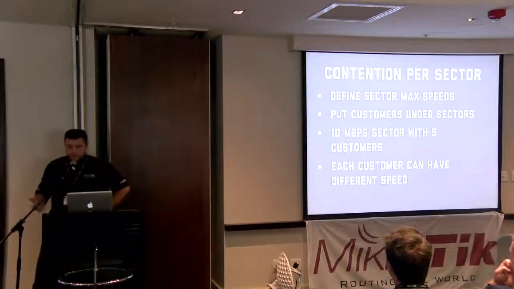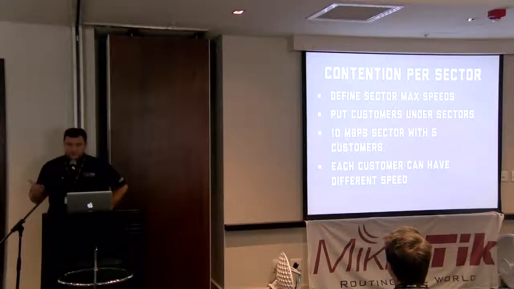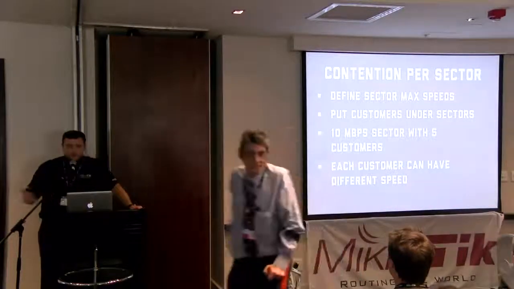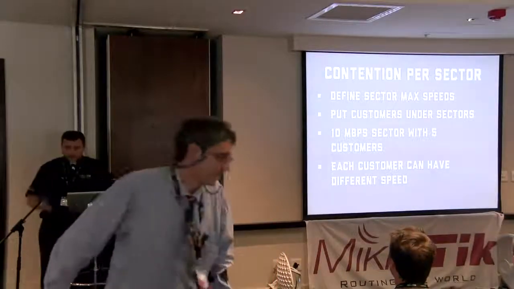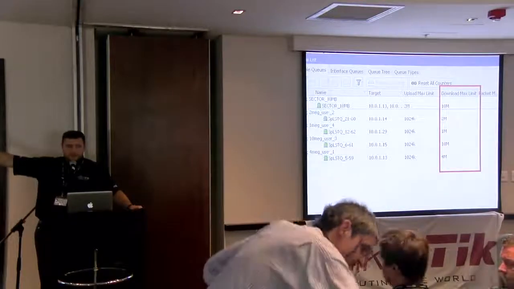The second option is we can also do contention per sector or contention per router. It means we define that the maximum uplink is 10 megs on that router, and all customers will share the 10 megs. It doesn't matter if their plan speed is 5 meg, 3 meg, it doesn't matter. So this is the design of how we can do it.